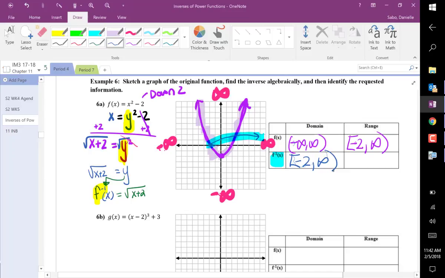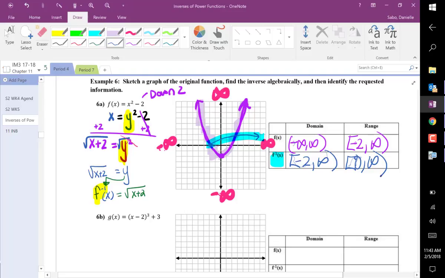Now, the range. You've got to be careful. So look, the range, bottom to top. I didn't highlight anything, but where does it start? 0. Okay, remember your range is your y value. So 0 to infinity.